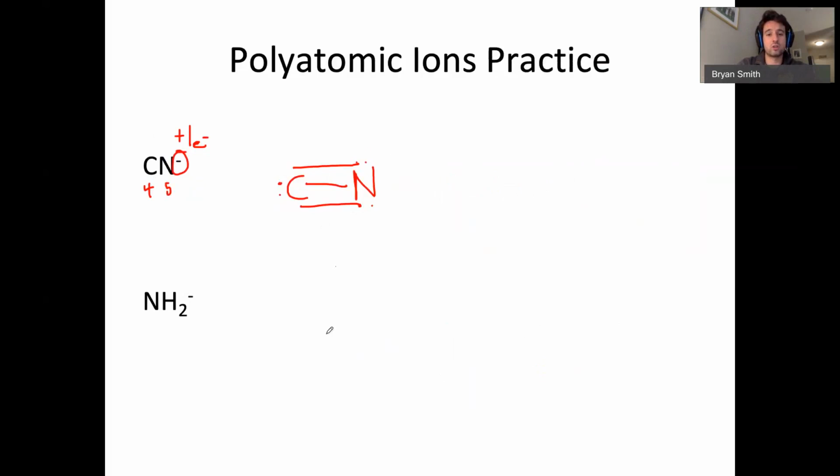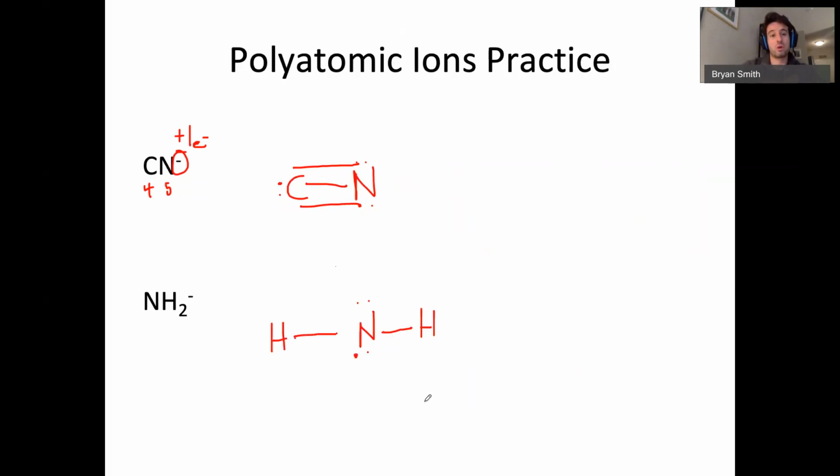For the second one, NH2, here it is. Here's N, 1, 2, 3, 4, 5. Here's my H, and here's my H over here. Put a dot next to each one of them. Connect everything up. Both my H's have 2, but my nitrogen's got 2, 4, 6, 7. So to make that even, we're just going to put a little dot over here. Perfect. Those are 2 answers to the polyatomic ion questions, except for one thing.